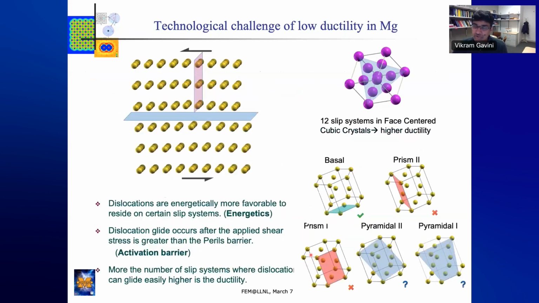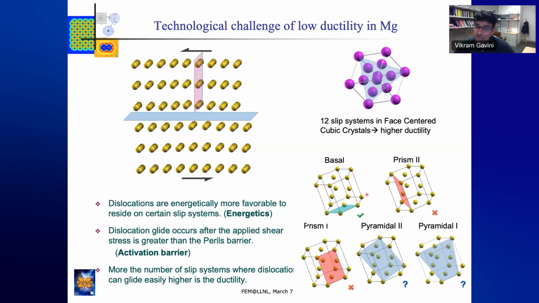So the main limitation of reduced ductility in magnesium compared to other structural materials has partly to do with the behavior of dislocations in magnesium. Magnesium is an HCP material, whereas something like aluminum is an FCC material. With FCC materials, you have many slip planes on which dislocations can form as well as glide. The number of planes available for dislocation activity is much higher.